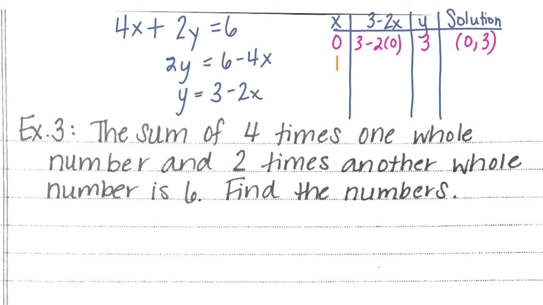Let's do 1. 3 minus 2 times 1 gives me 1. 1, 1 is a solution. Let's try 2. 3 minus 2 times 2 is 3 minus 4, which is negative 1. That's not going to work. So my only solutions are 0, 3, and 1, 1.